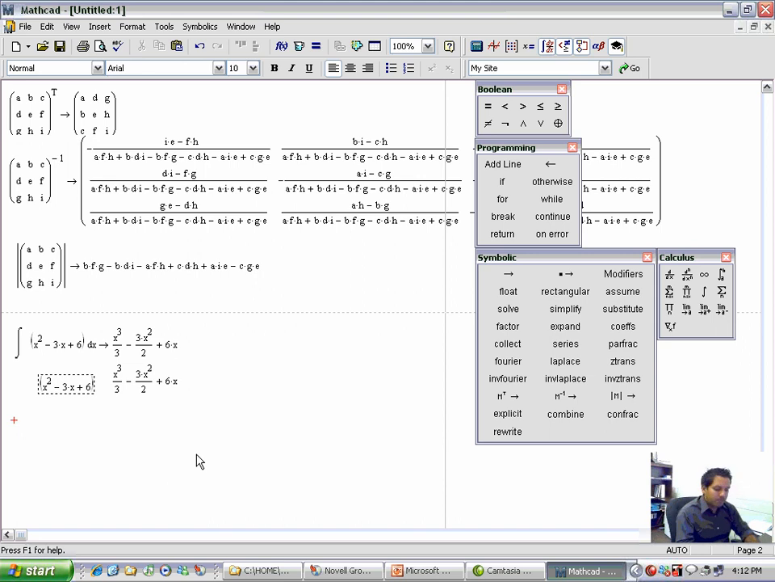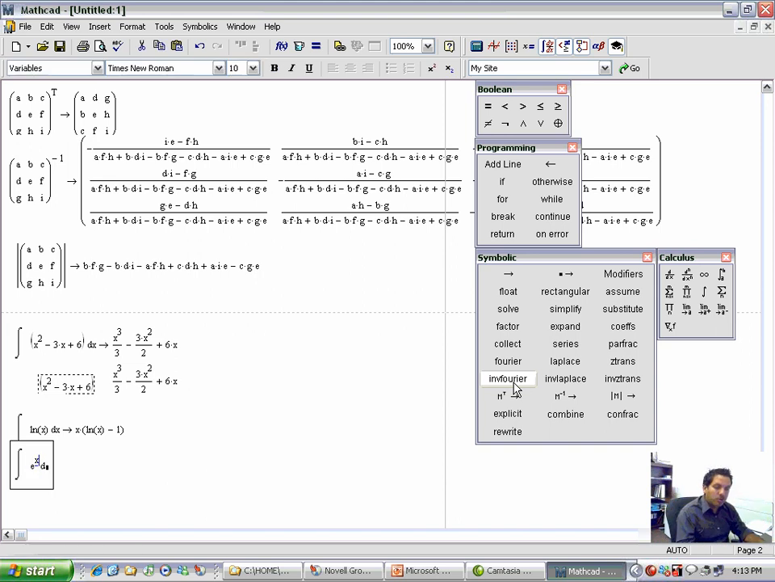How about if we had, for instance, a natural log of x, which is an integral that requires integration by parts, for example. Can MathCAD do it? It's a transcendental function, it's a logarithm, it's an integral that requires integration by parts. It did it: x times log of x minus 1, and that's extremely difficult to do from the programming point of view.